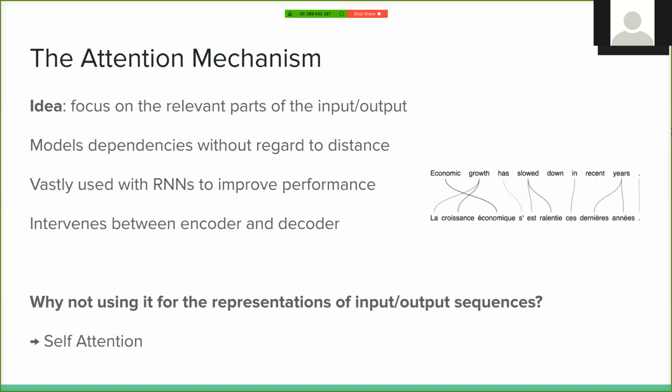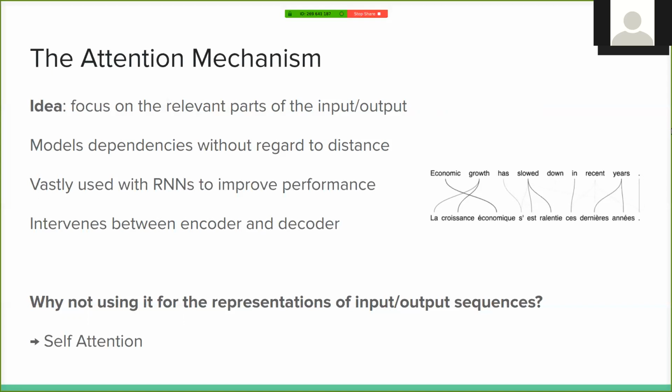The attention mechanism has been used for a long time in the sequence transduction task. The idea is to focus on the relevant parts of the input and output. So here on the right, we can see an English sentence and its French equivalent, and we have some lines that connect words that are the most relevant between each other in both languages. So attention models dependencies without regard to distance, and that's a very strong argument. It's been vastly used with RNNs to improve performance, and how people would use it is that they would intervene between the encoder and the decoder.